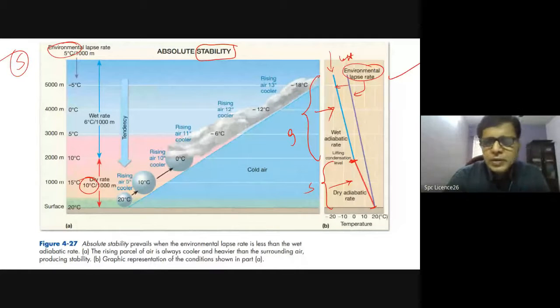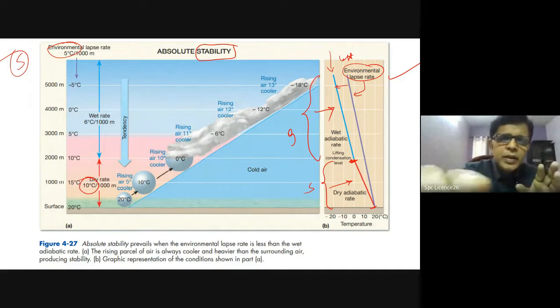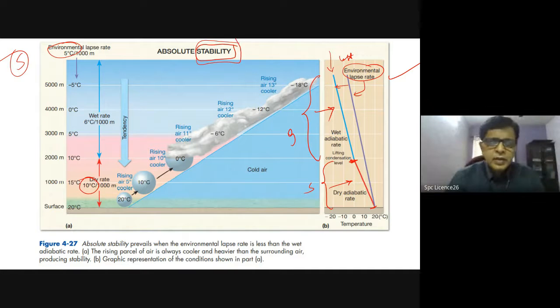Okay, that means it has to be colder than the environmental lapse rate. As long as it is colder, it will be heavier. As long as it is heavier, it will tend to come down. As long as it tends to come down, it will always be a stability condition, absolute stability conditions. This is how absolute stability is measured against the environmental lapse rate.